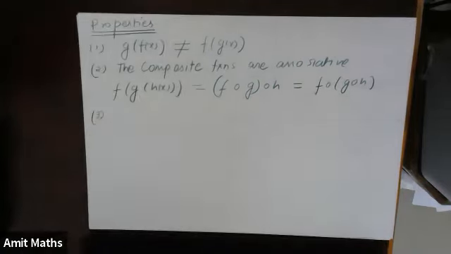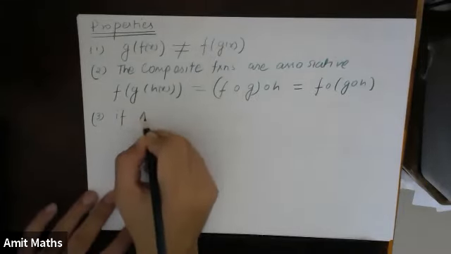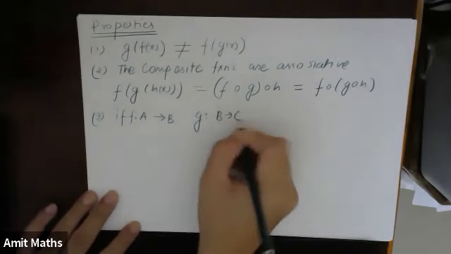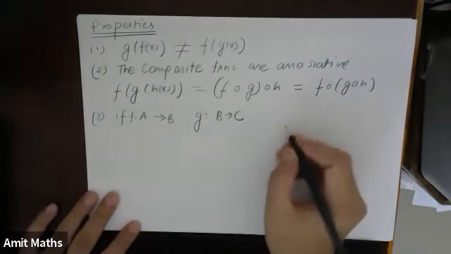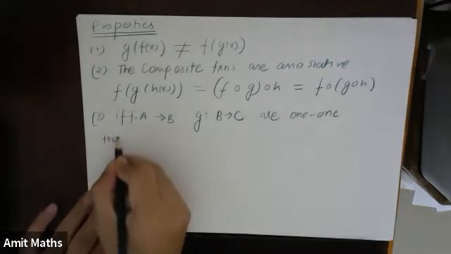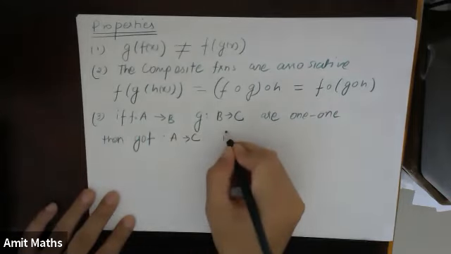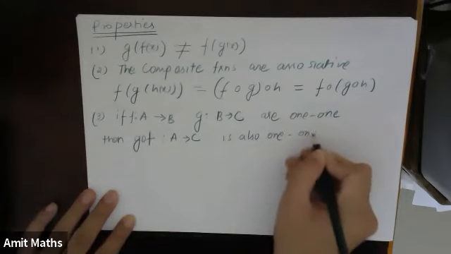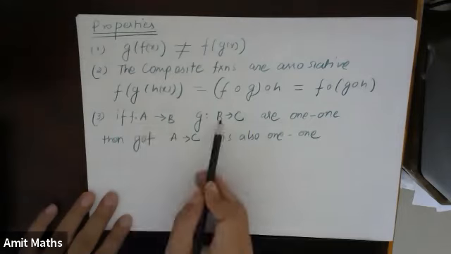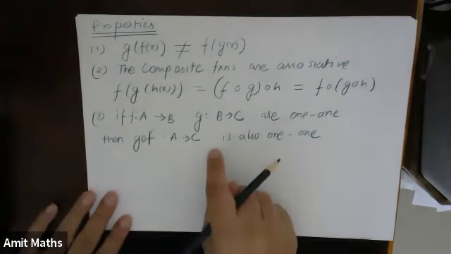The third property is that if f is a function from set A to B and g is from set B to C, and both are one-one functions, then the composite function g∘f from A to C is also one-one in nature.